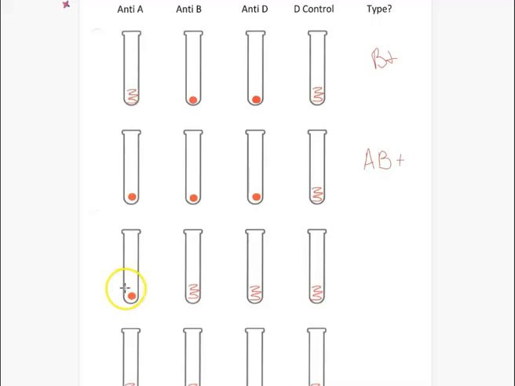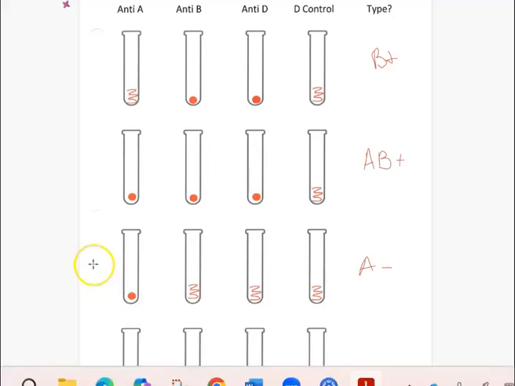Okay, next we have a positive reaction or agglutination in anti-A. Then our anti-B is negative, our anti-D is negative, and our control is negative. So this person would have A antigens on the red blood cells, making them a type A person, and the RH is negative, so they would be an A negative type person.